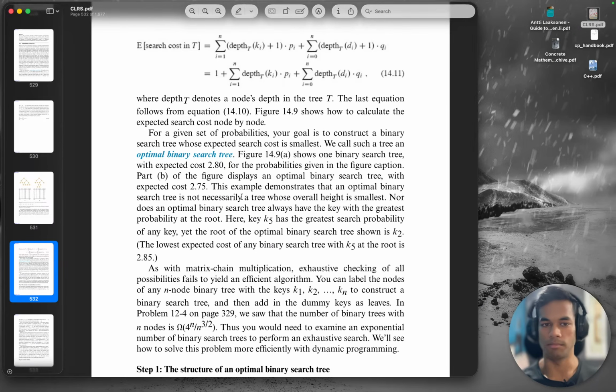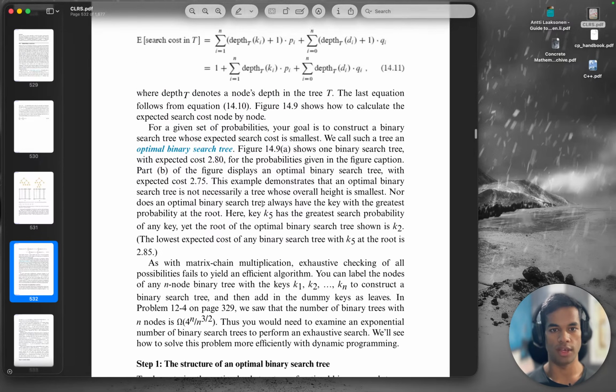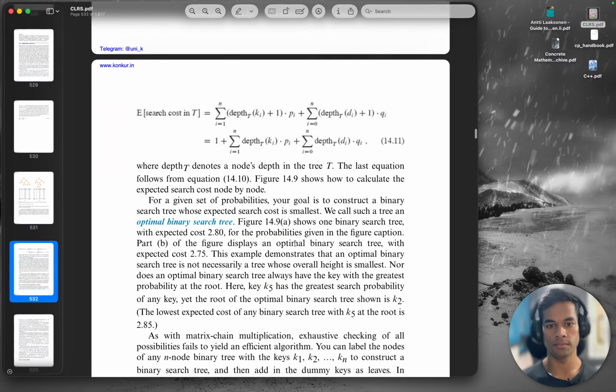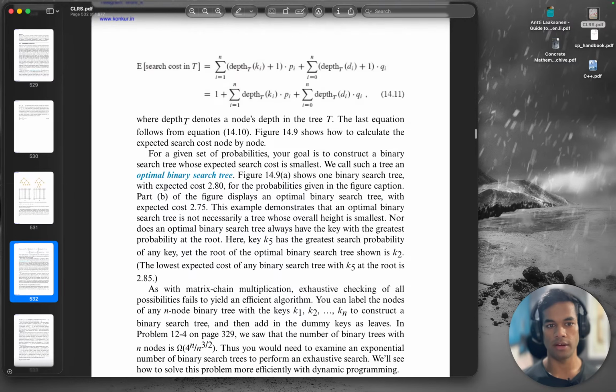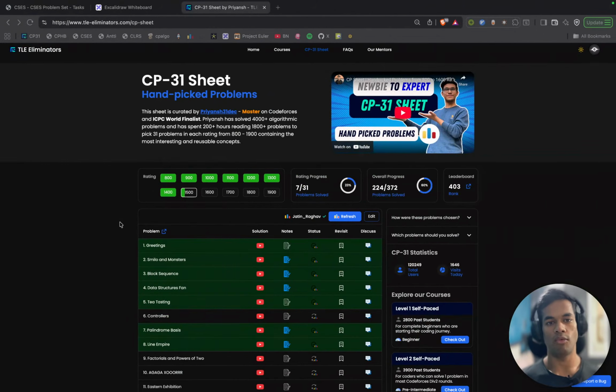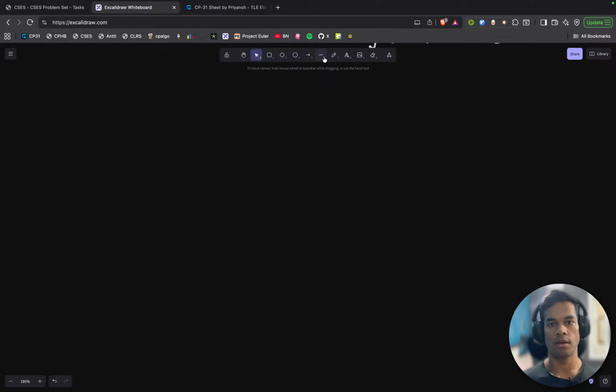Back to the question. Optimal binary search tree. Figure 14.9a, which is above this one on the left, shows one binary search tree with expected cost of 2.8. Okay, yes, we can use this formula to find the cost. And why is this formula correct? Let's see why this is correct.